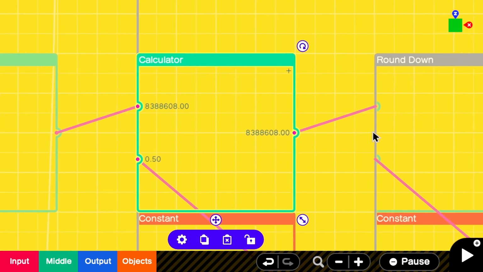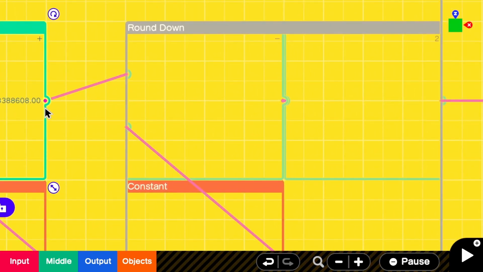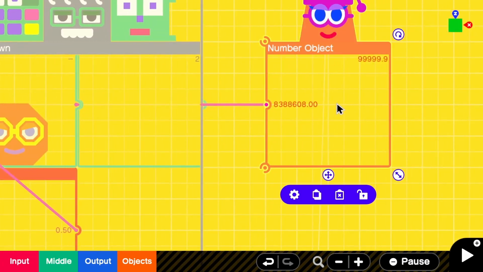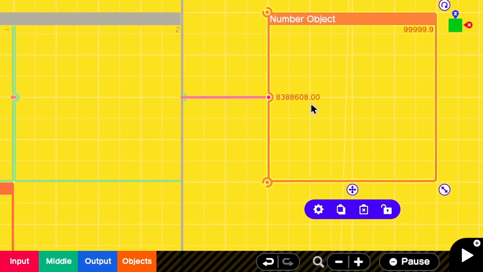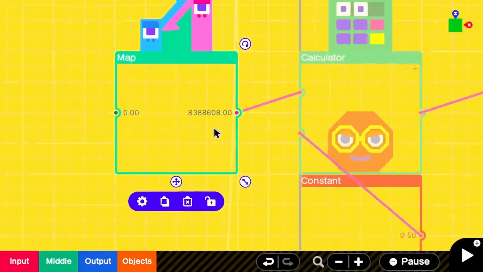Now, when it tries to round down 8388608, there's nothing to round down. It's already a whole number. So now it comes out normally as 8388608.